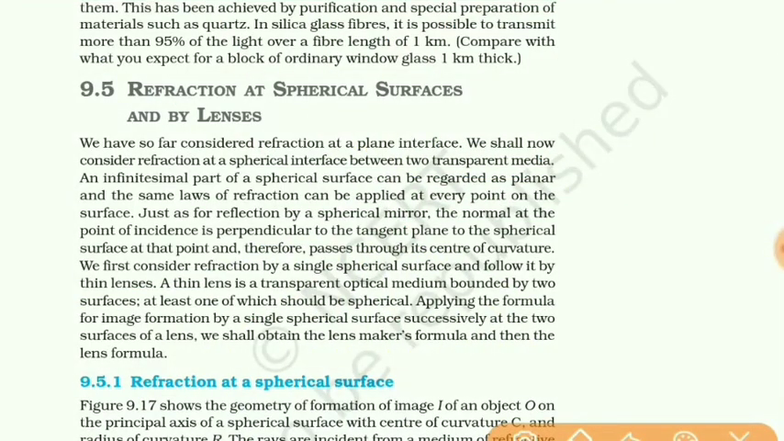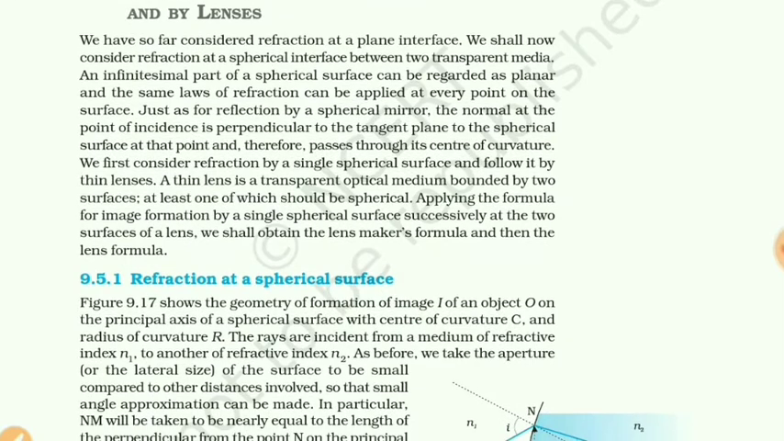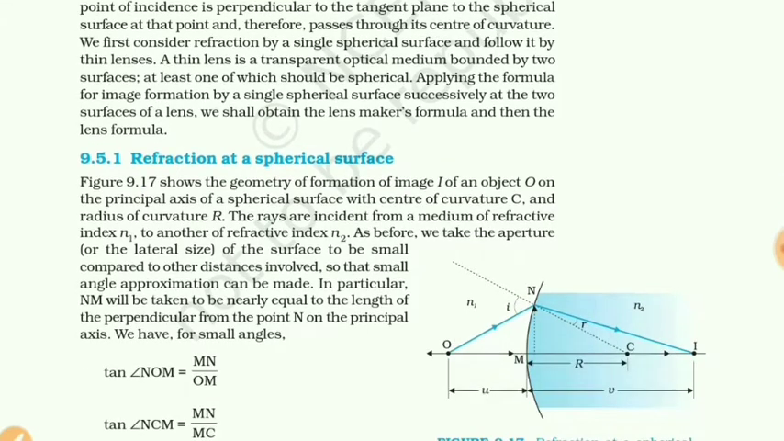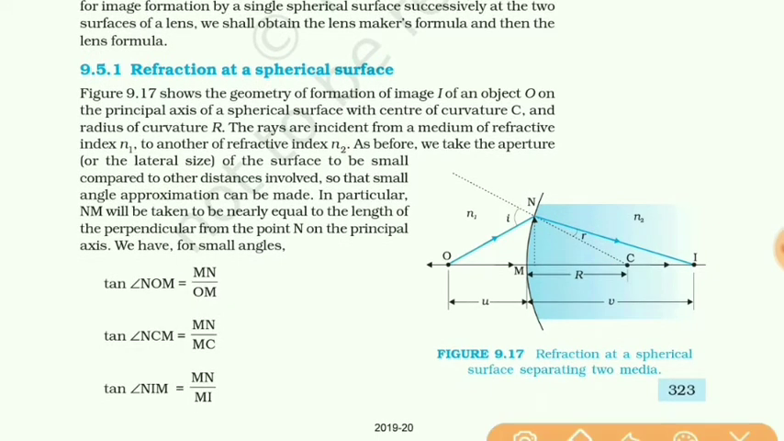Hello students, today we are going to start topic number 9.5, refraction at a spherical surface and by lenses. Now students, we have studied about refraction at a plane surface. So now here we will study about refraction at a spherical surface.